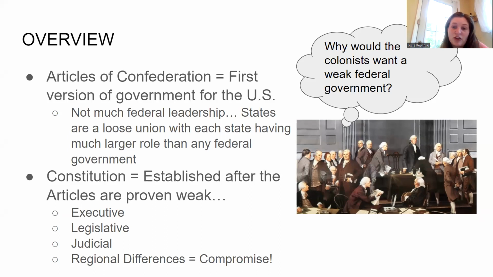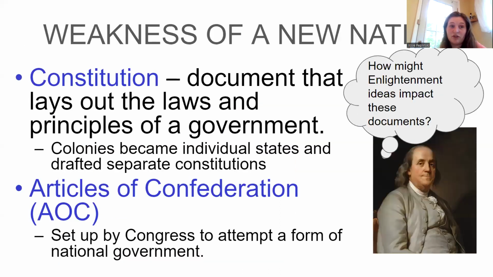So first we need to know about the first version of government before the United States moved to the current Constitution, and that was called the Articles of Confederation. There was not very much federal leadership under this. States had a very loose union, with each state having a much larger role than any federal government did. The Constitution was established after the Articles were proven weak, and this is when they set up the executive, legislative, and judicial branches officially. And they had to make a lot of compromises due to regional differences.